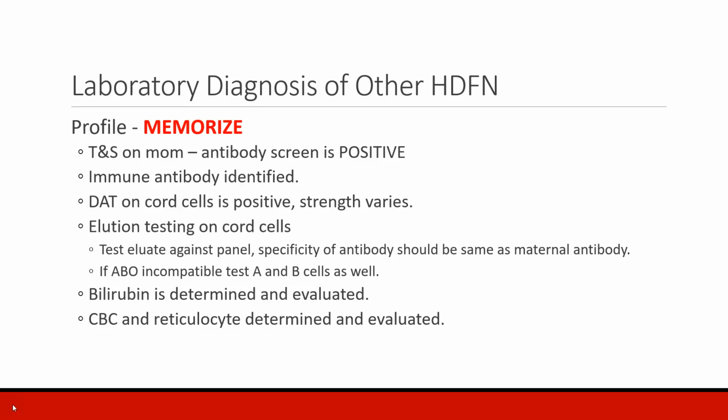If the baby is also ABO incompatible, then you're going to throw an A and a B cell in there as well. So you'll have the 11 panel cells plus an A cell and a B cell, where, again, it can be ABO and other. I guarantee you ABO will be involved if the baby's ABO incompatible with the mom. The bilirubin is determined and evaluated, and a CBC and reticulocyte count is determined and evaluated.